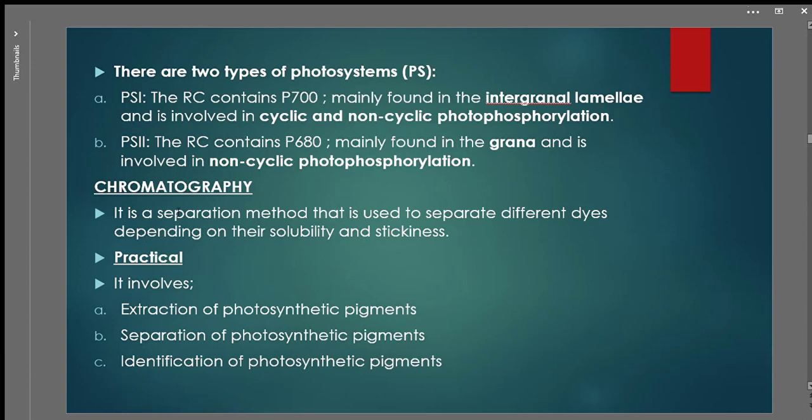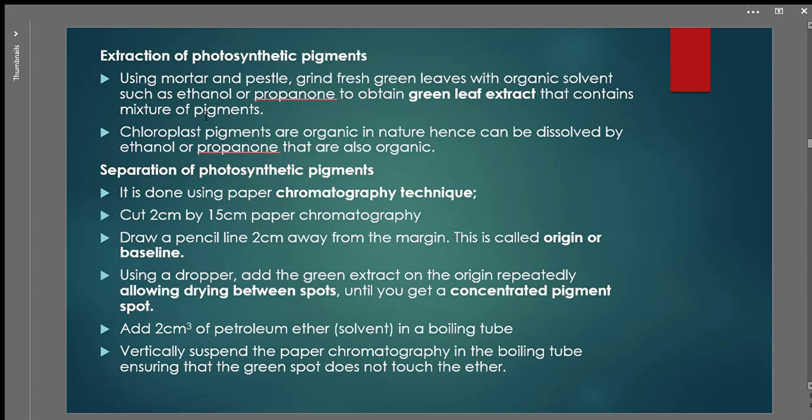Now, this chromatography is a practical thing that you need to understand what it entails. It involves three stages. One, the extraction of the photosynthetic pigments. Two, the separation of the photosynthetic pigments. Then three, the identification of those photosynthetic pigments. So you separate those pigments after extraction, then you identify them. I want us to start with the extraction process, which is commonly done using a mortar and a pestle. So we want to look at how that extraction is done.